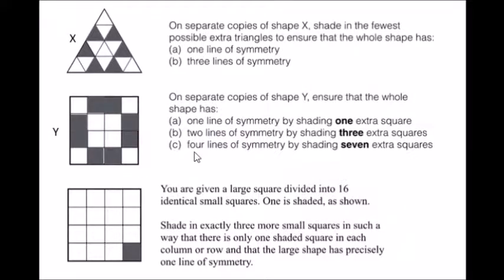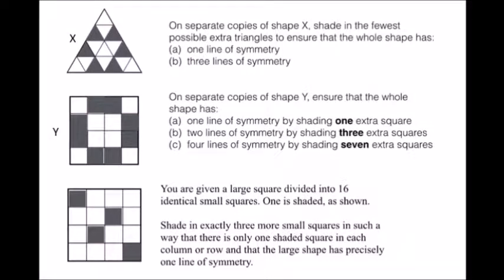So we need to shade in these 7 squares, 2 at the bottom, 2 at the top, 1 here and 2 here. And for the final question, if you want to shade in exactly 3 more squares so that there's only one shaded square in each column or row, so each column is the vertical, up and down, each row is the horizontal, left and right, so 1 in each of those columns and rows, so that it has exactly one line of symmetry. You can do that like so.